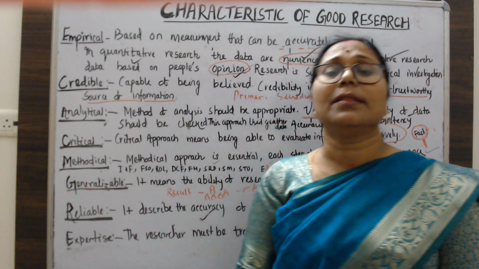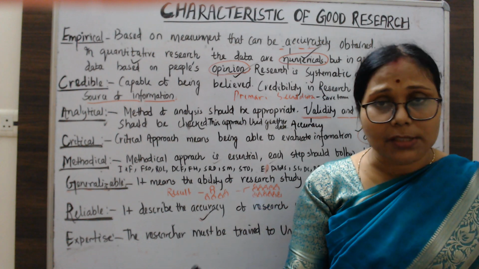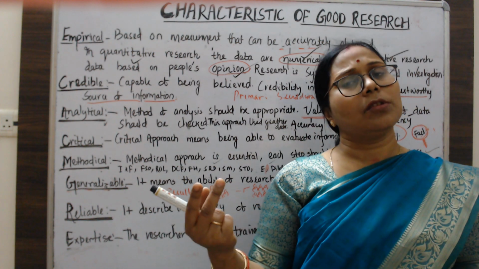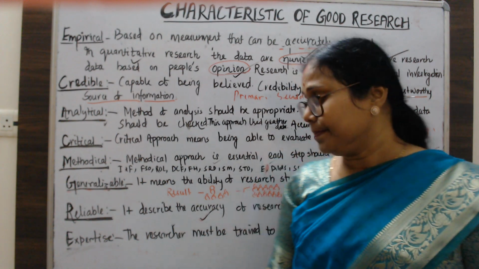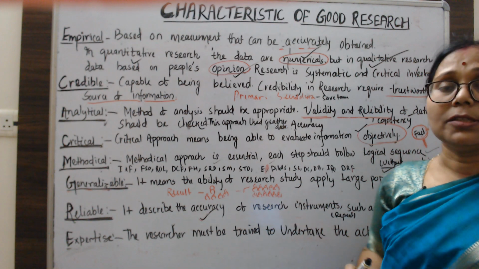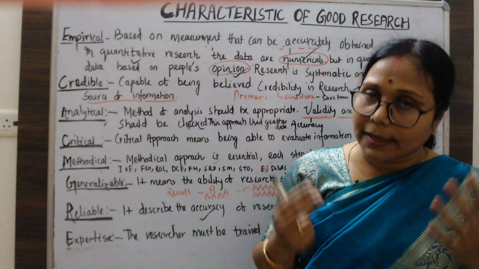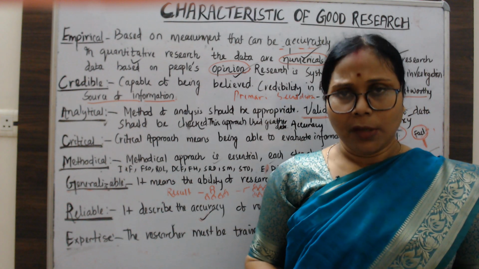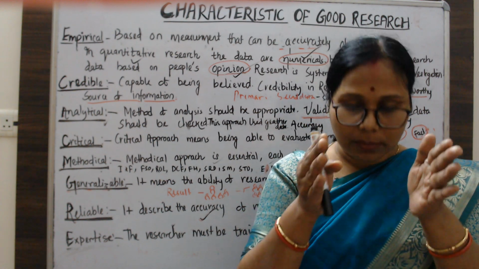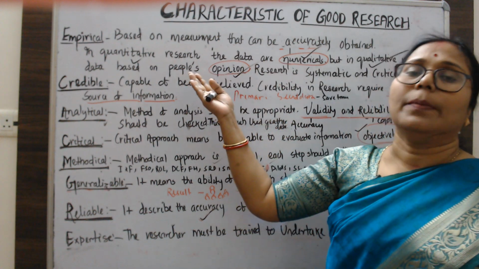The next one is called expertise. All the above criteria are for the research; this one is for the researcher. The researcher should have adequate knowledge, and must be trained to undertake the activity of research. He or she must have adequate knowledge to carry out or conduct a research. So these are the criteria on which a research is established, the characteristics of a good research.